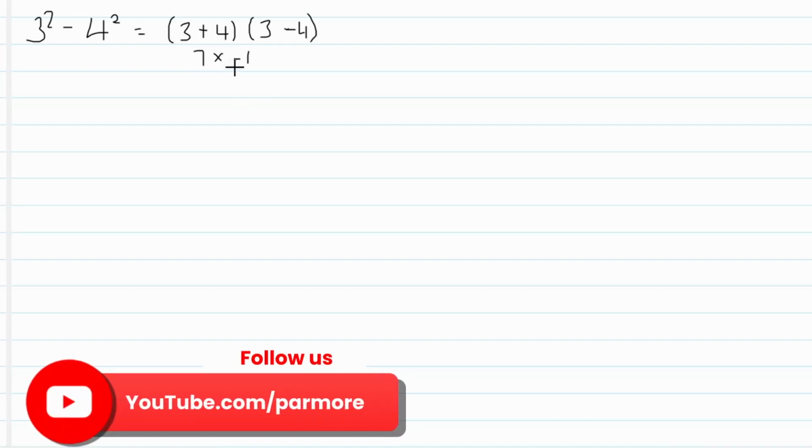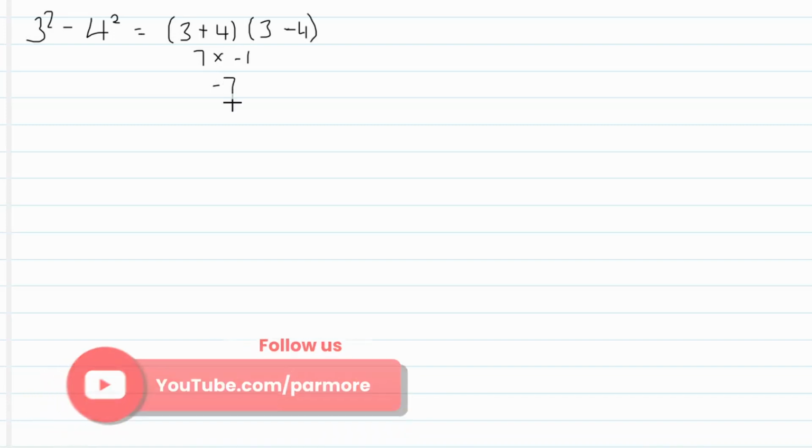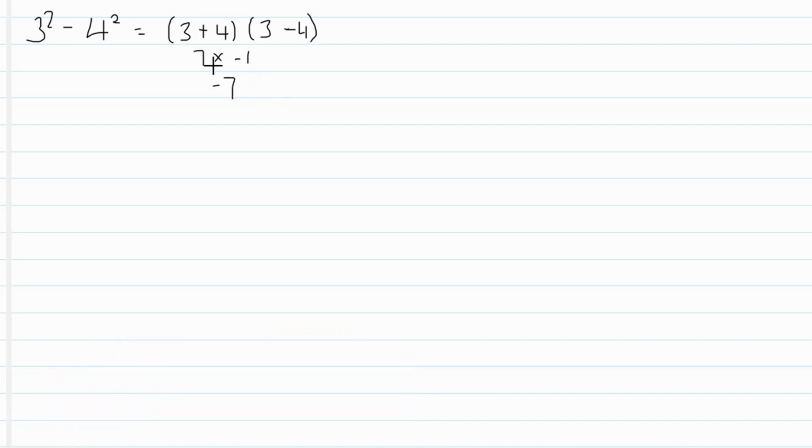So 7 multiplying -1 is going to give me -7 as my answer. Alright, so this is the solution to this particular figure. Now I've used numbers. Now let us look at it in algebraic form. So assuming I have x squared minus y squared.